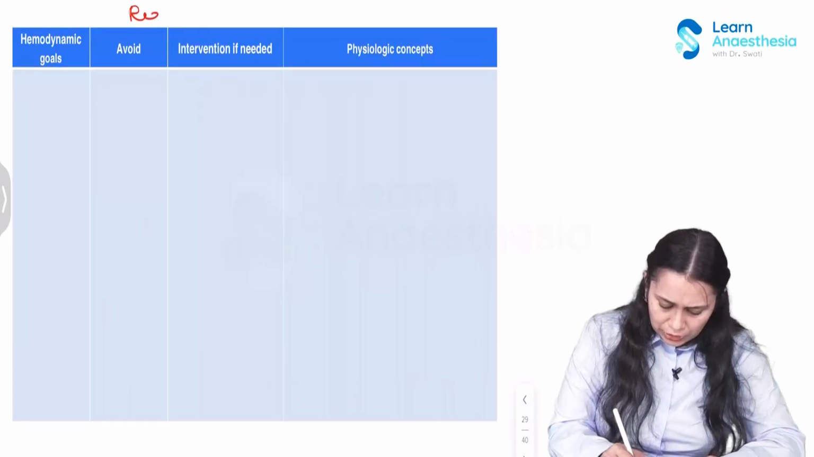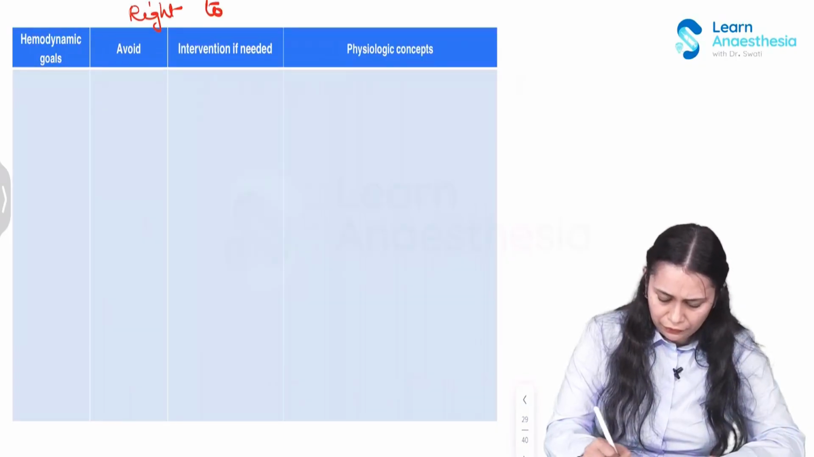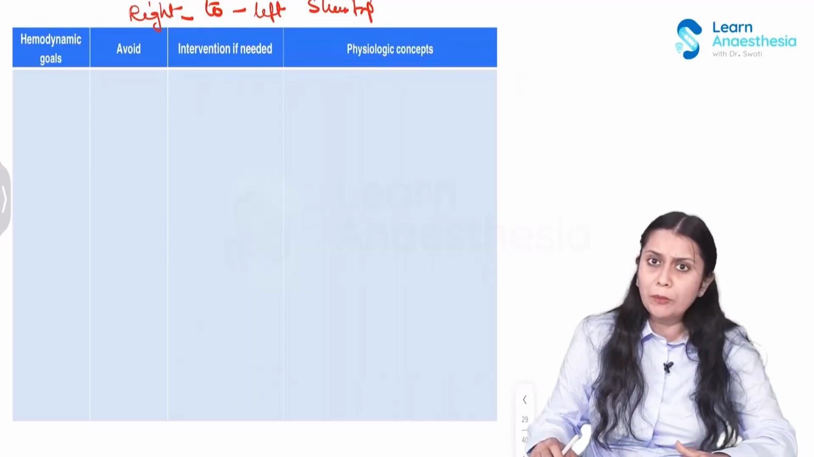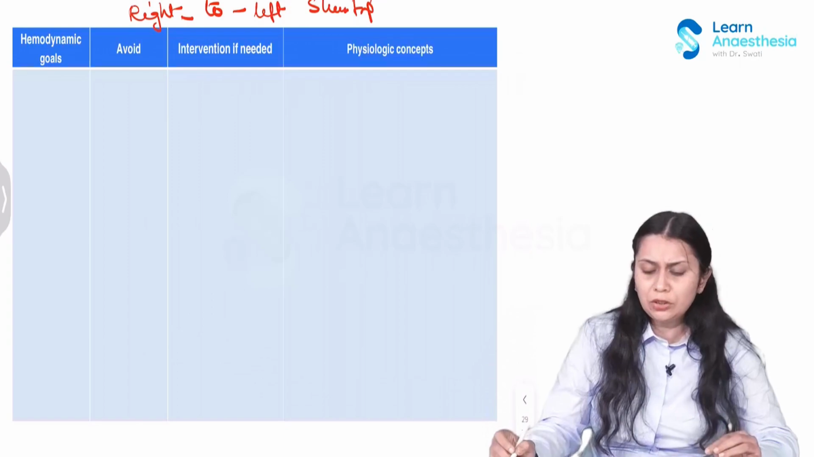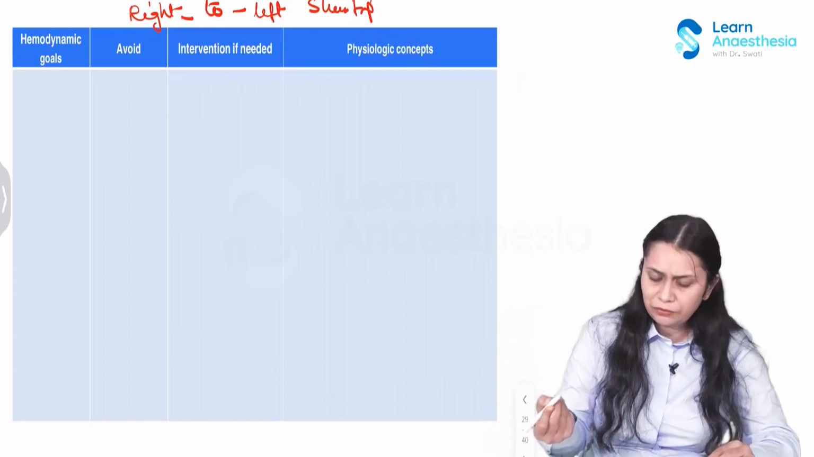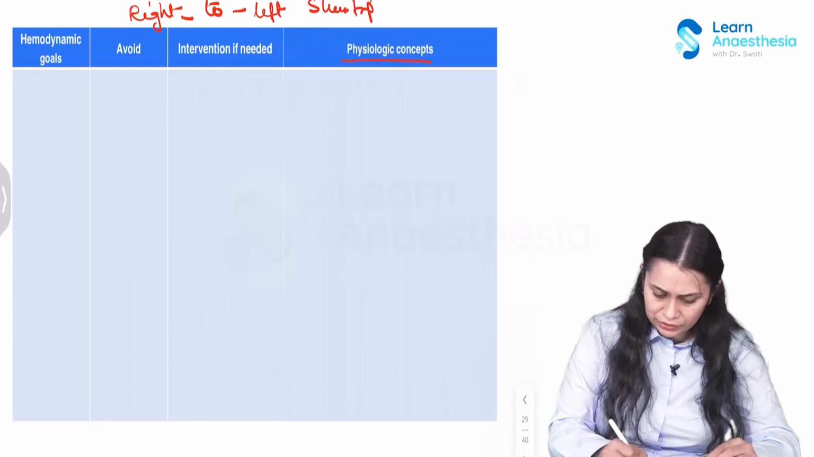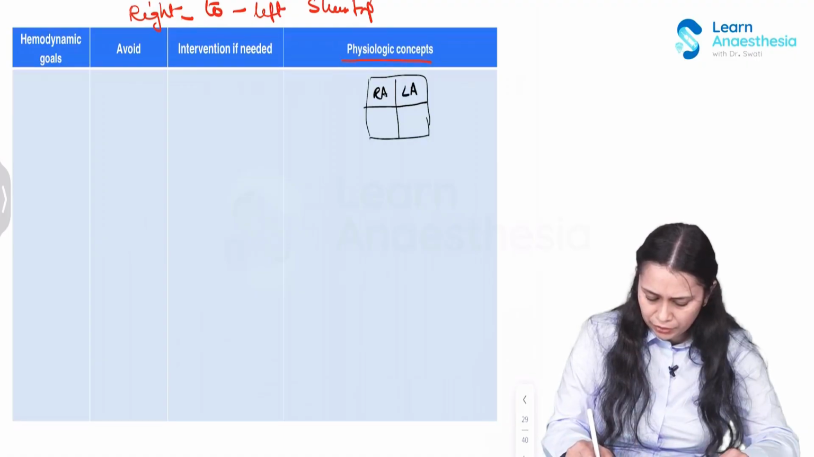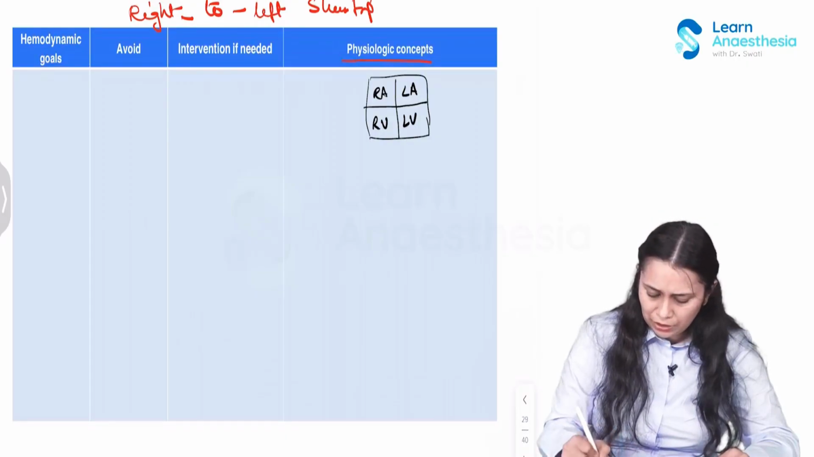So coming to right to left shunting, which can cause cyanosis because of the mixing of unoxygenated blood with oxygenated blood. So let us first discuss the physiological concept. Let's say these are the 4 chambers of the heart. I'm just making it like this: right atrium, left atrium, right ventricle, left ventricle, and we have a connection between right to left side.